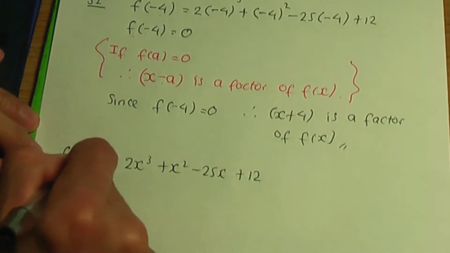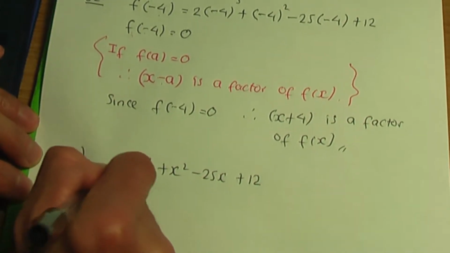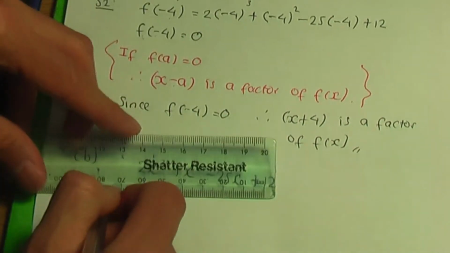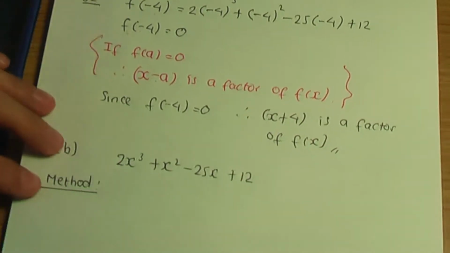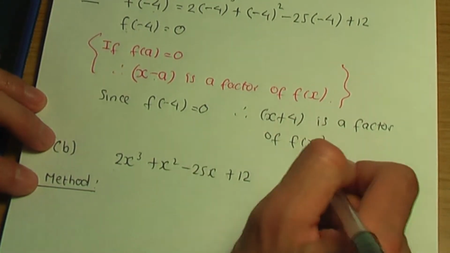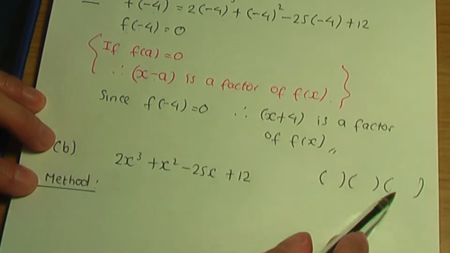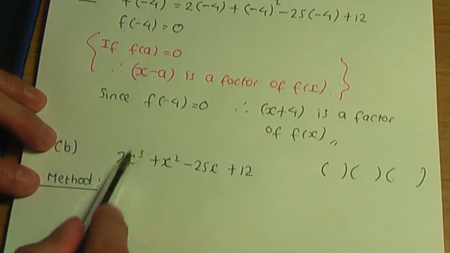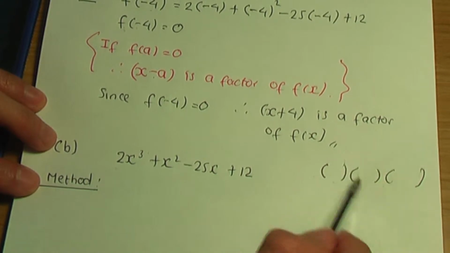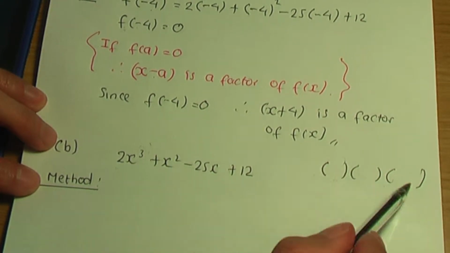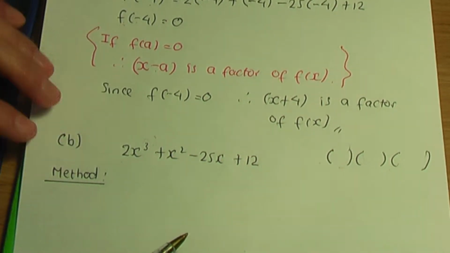So here is the method to factorise a polynomial completely. The idea is we need to take this polynomial and write it as a product of 3 factors. So since we have a cubic polynomial, we need to write it as a product of 3 factors. So that is the big idea.